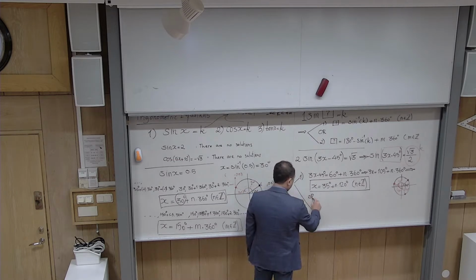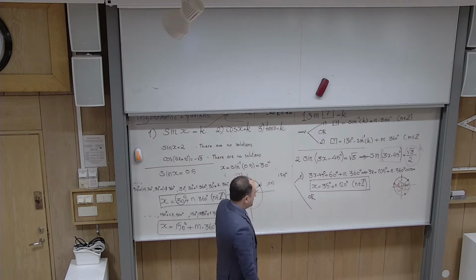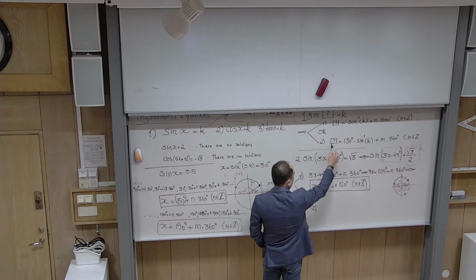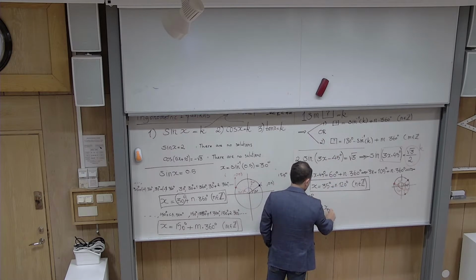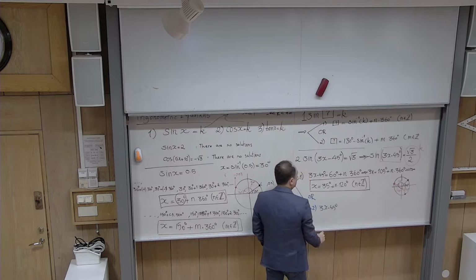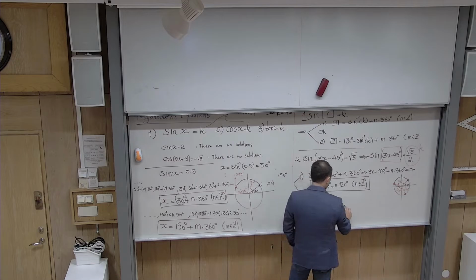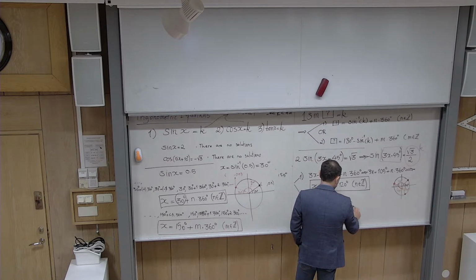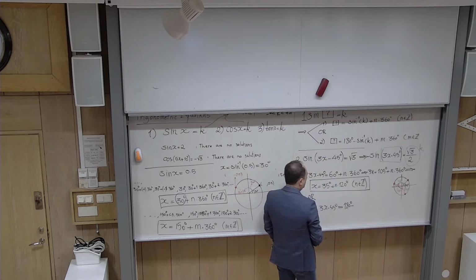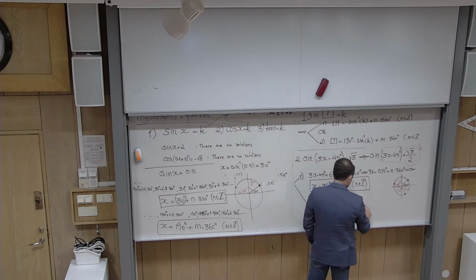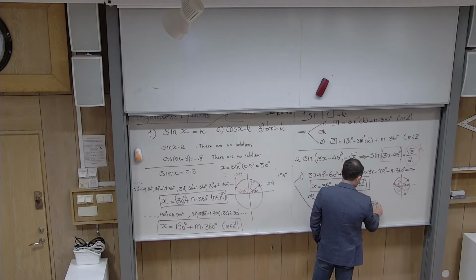So, or, what do I have? Number 2. Let us read the formula. The black box here, which is 3x minus 45 degrees, is equal to 180 degrees minus sine inverse of that k. But I already did sine inverse. How much was it? 60. So it is 180 minus 60. And then I have plus m times 360 degrees.